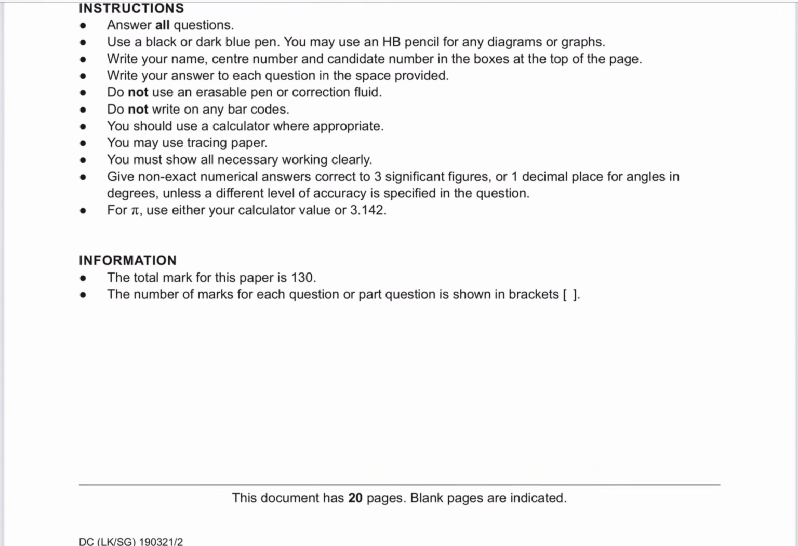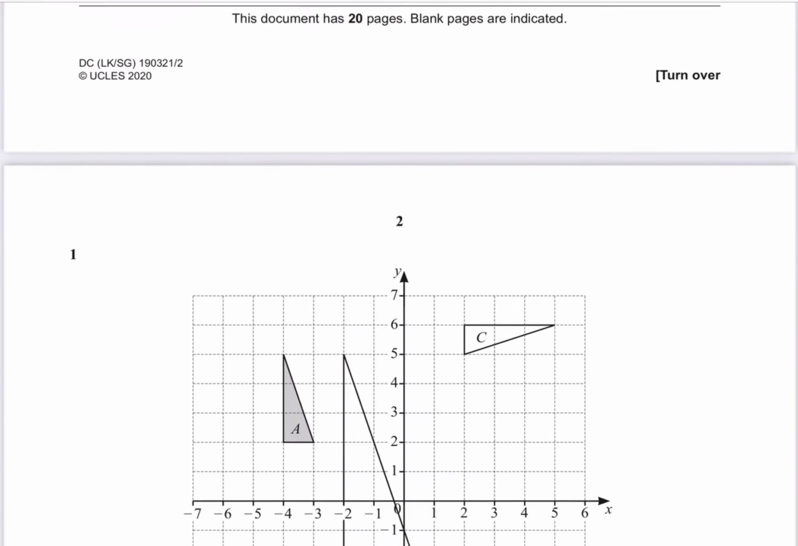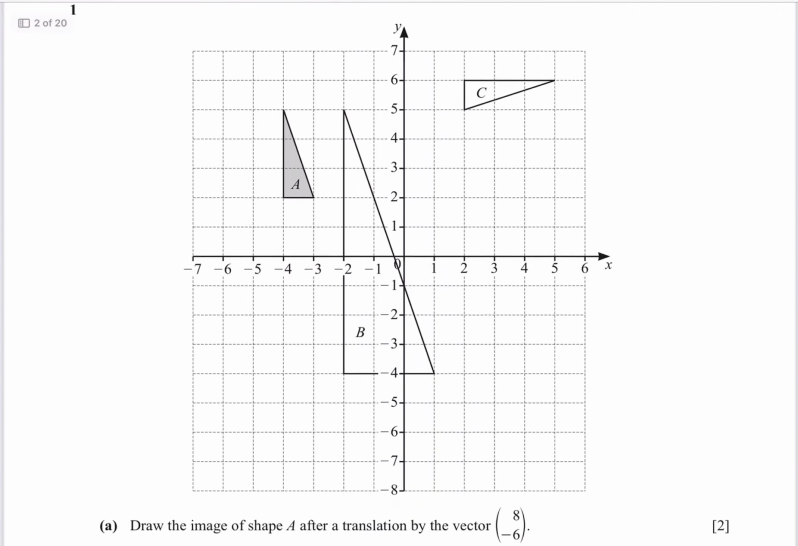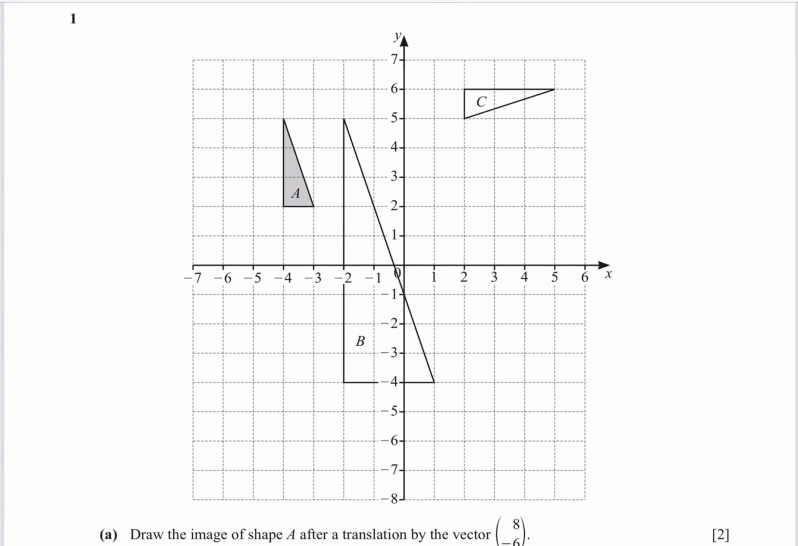0580. Let's solve this paper. Our question number 1 is about the transformation. So our first part says, draw the image of shape A after a translation by the vector (8, -6).